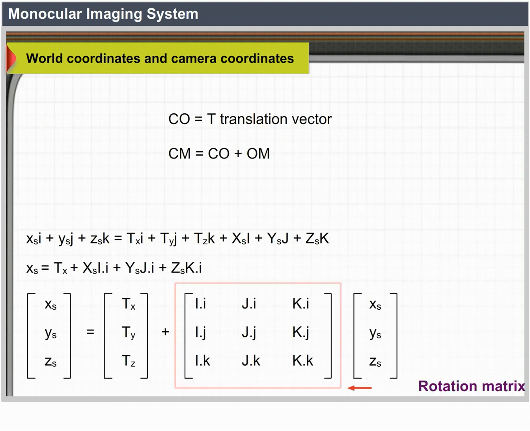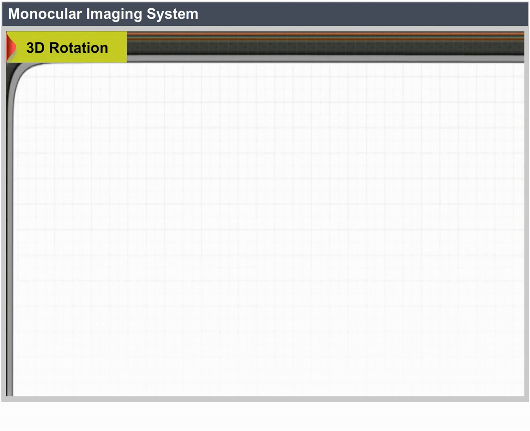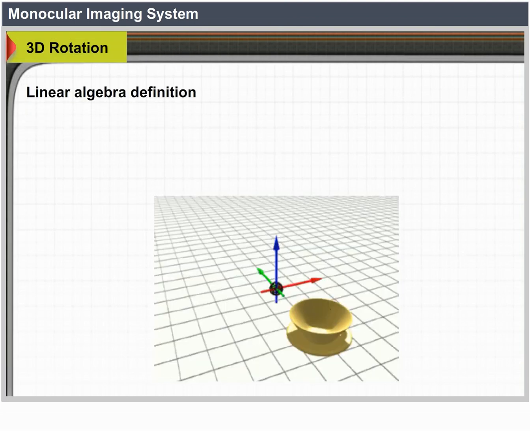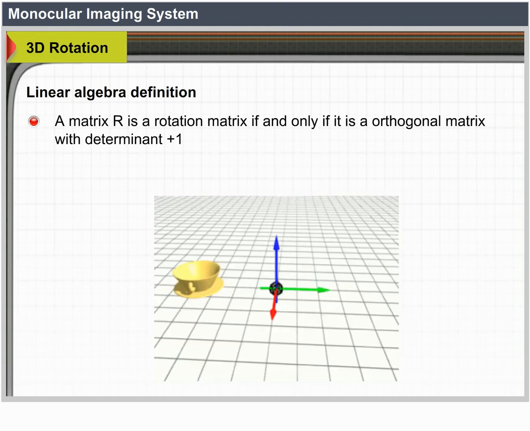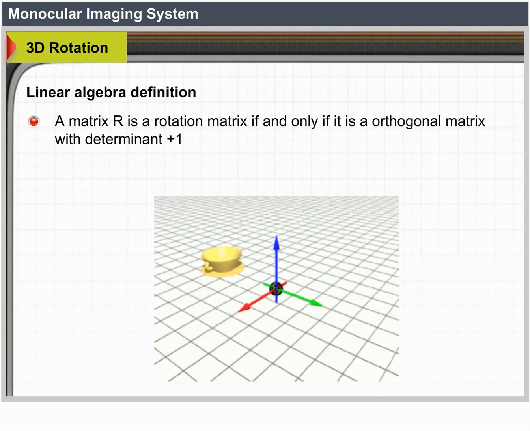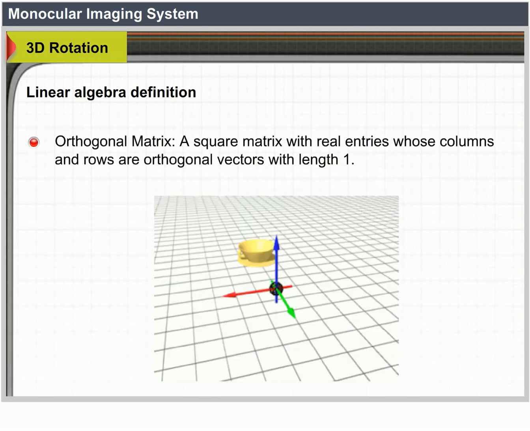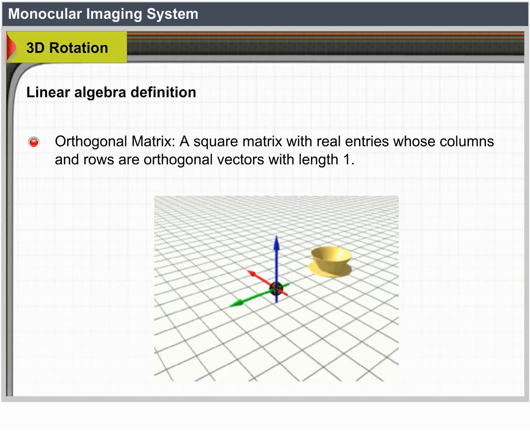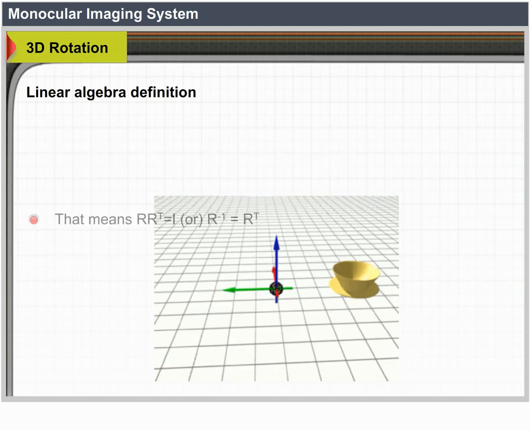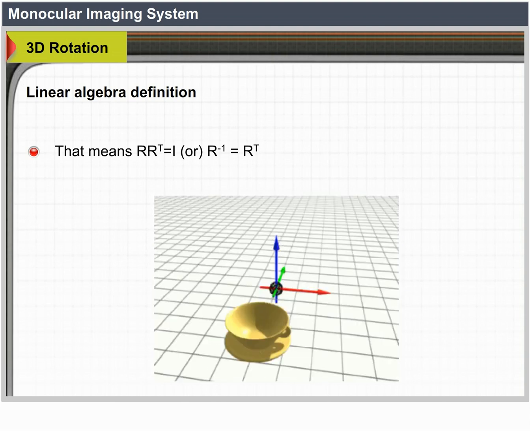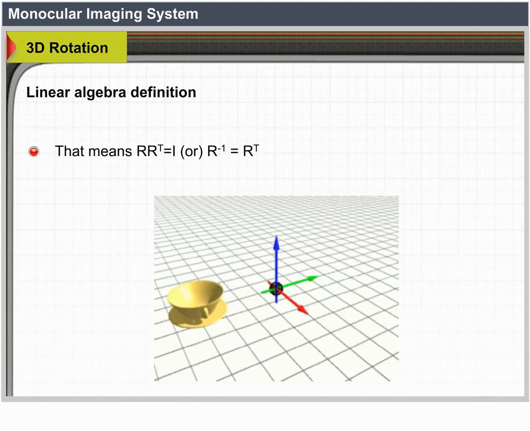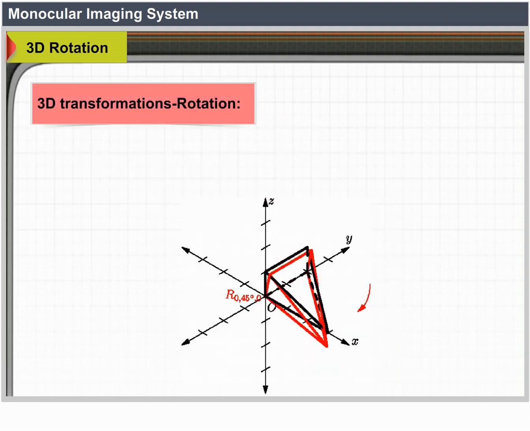Rotation matrix. (3D) rotation, linear algebra definition. A matrix R is a rotation matrix if and only if it is an orthogonal matrix with determinant +1. Orthogonal matrix: a square matrix with real entries whose columns and rows are orthogonal vectors with length 1. That means R transpose times R equals I, or R to the power of -1 equals R transpose. 3D transformations, rotation.